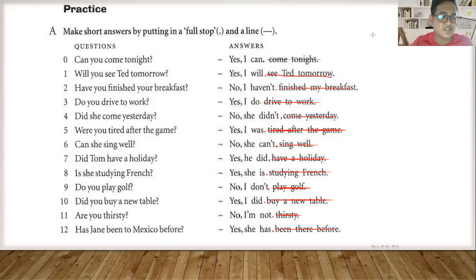Is your answer correct? No. Let's go to the next exercise.